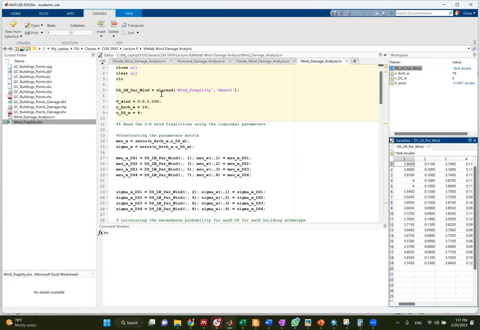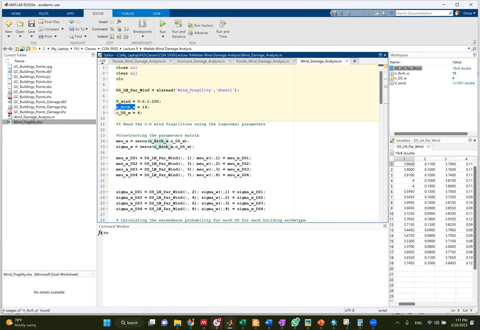The second thing is, from this data, I want to know the probability of exceedance at a specific wind speed. I want to draw these fragility functions. So I want to see how these fragilities look for wind speed from zero up to 100 meters per second. I put the number of building archetypes as N archetype wind, 19, and the number of damage states, N damage state wind, is four. Then I want to tabulate damage state one separately from damage states two, three, and four.